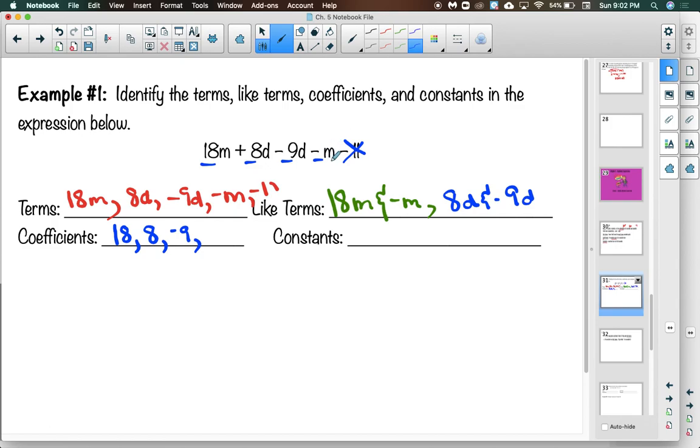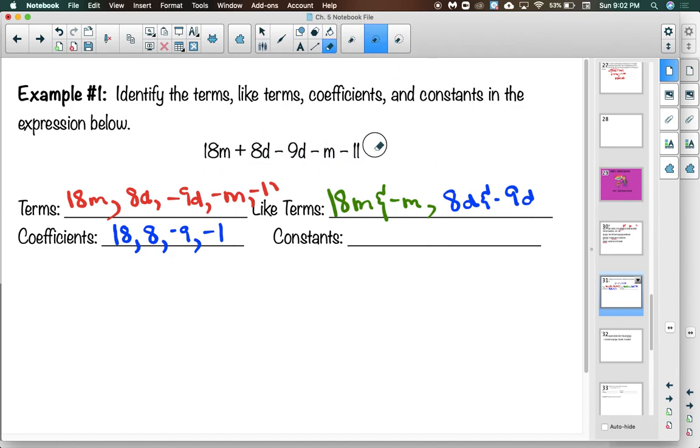But here we get to bring back one of our properties from 5.3. The property we're going to bring back is the multiplicative identity property. We can put a 1 there. And that 1 does not change the value of the term. 1 times anything keeps that term exactly the same. So the coefficient here is actually a negative 1. Even though we can't see it, that's what it is. Okay?